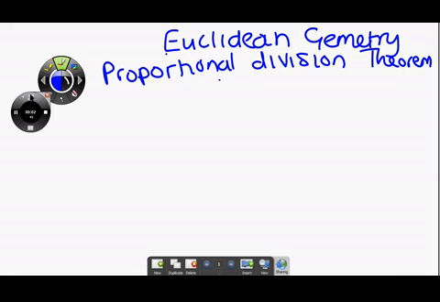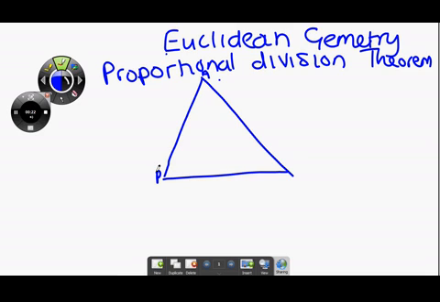Proportional division theorem in Euclidean geometry. Now, what does the proportional division theorem say? Generally, when you have a triangle, let's call that A, B, C, and that triangle has a line drawn inside it which is parallel to one of the sides. For instance, let's call this line DE, and DE is parallel to BC.